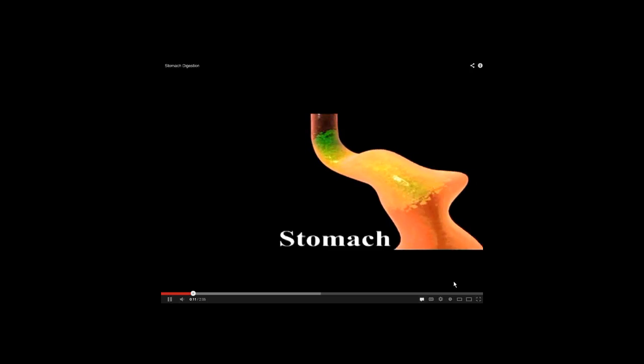As food reaches the stomach, an expandable muscular sac capable of holding from 2 to 4 liters of food and liquids, a number of things happen. Food is mechanically broken apart by the contracting, churning movements of the stomach's muscular walls. The chemical breakdown of food is initiated by the hormone gastrin, which stimulates the secretion of hydrochloric acid and pepsinogen from glands lining the walls of the stomach.